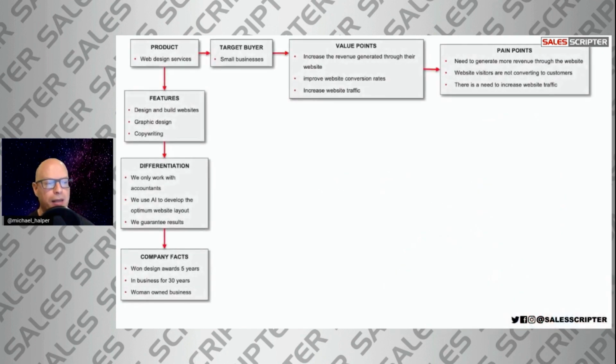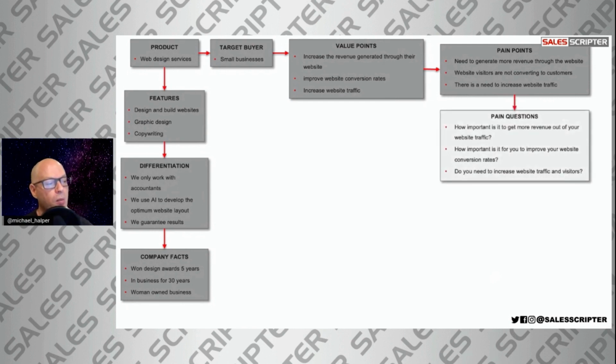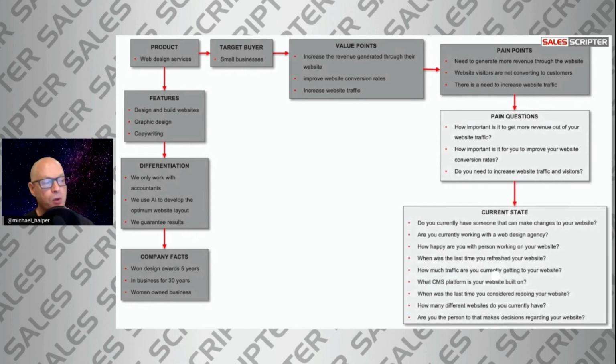So going back to this process, we're selling web design to small businesses, and we help in those ways and we solve those problems. We can use those pain points to basically come up with three related pain questions. So if we solve the problems of generating revenue through the website, we can ask the question of how important is it to get more revenue out of the website? How important is it to improve website conversion rates? So those are pain questions.